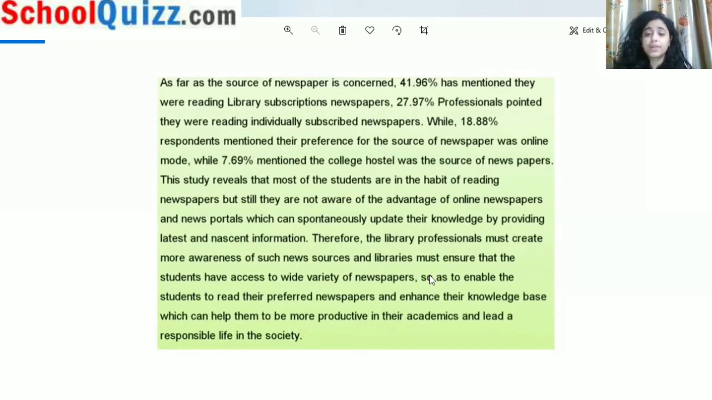Therefore, the library professionals must create more awareness of such news sources, and libraries must ensure that the students have access to a wide variety of newspapers so as to enable the students to read their preferred newspaper, whatever they want to. See, Mumbai Mirror has 32% vote, as we have seen. So why? Because it is very famous. It has very proper information.